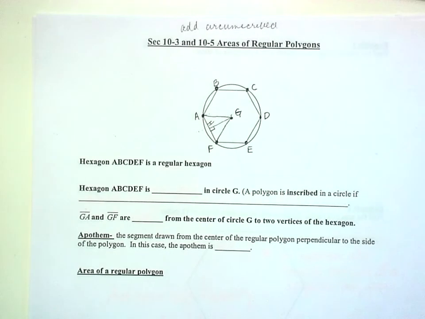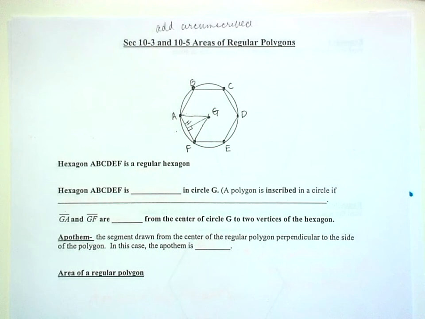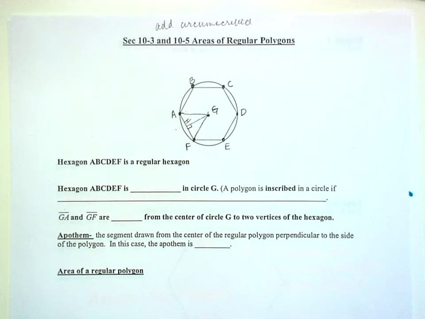We were already on chapter 10 before our spring break. We had done sections 10.1, 10.2, and 10.4. So the whole chapter is about area. Today we're going to learn how to find the area of regular polygons. That could be an equilateral triangle, a square, a regular hexagon, a regular pentagon, and so on.